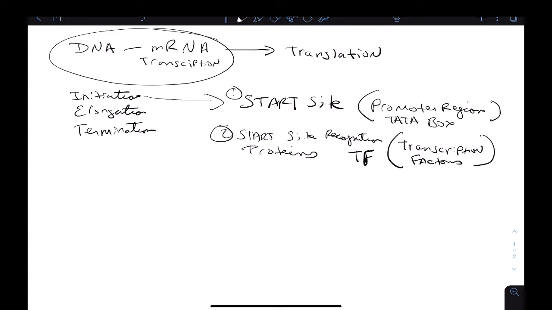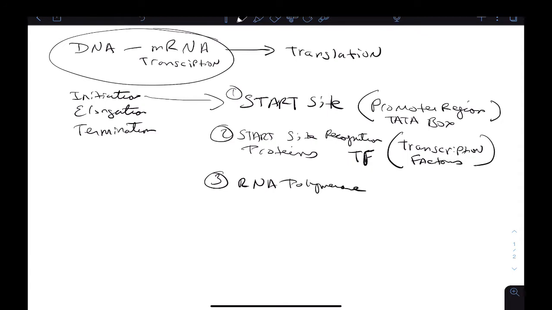All right, and remember, a big part of what these transcription factors do is that they're going to be recruiting the RNA polymerase 2 to this promoter region. Next thing we need, third step, is we actually need the RNA polymerase.